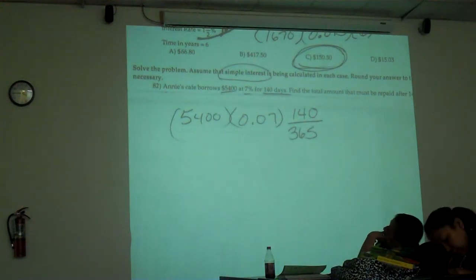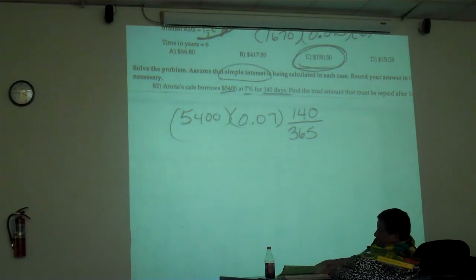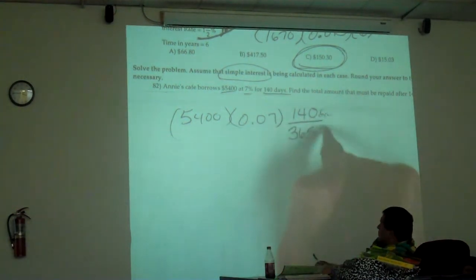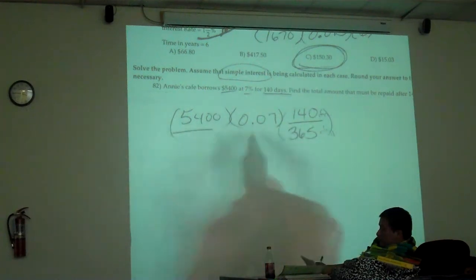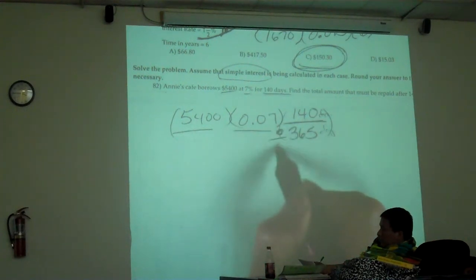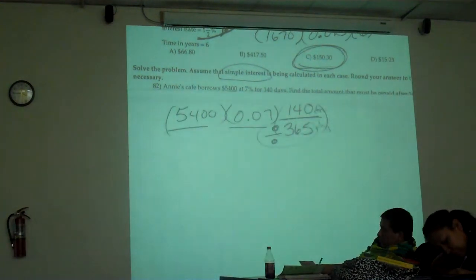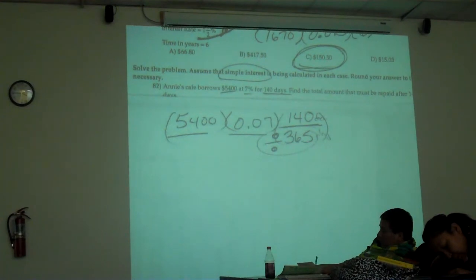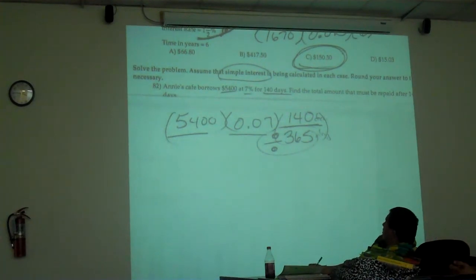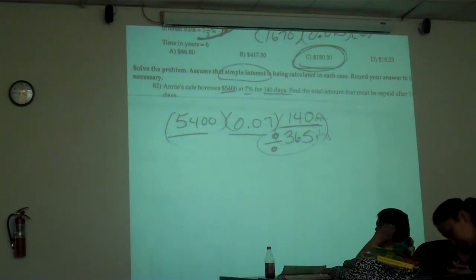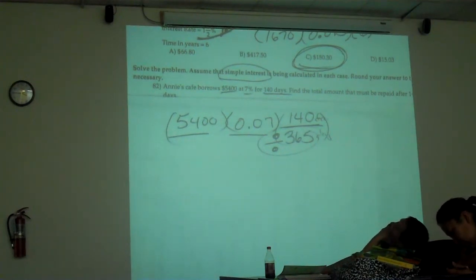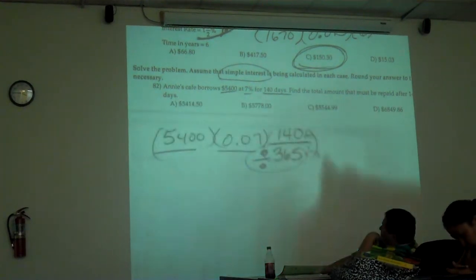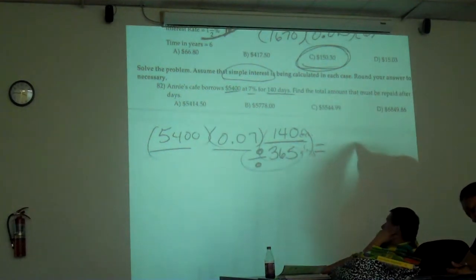If it was months, we would say over 12, right? This is days out of 365 days. So multiply those 3 numbers, divide by 365. That's the interest. $14.49. Okay, the answer's not going to be there yet. Was it 14.49?